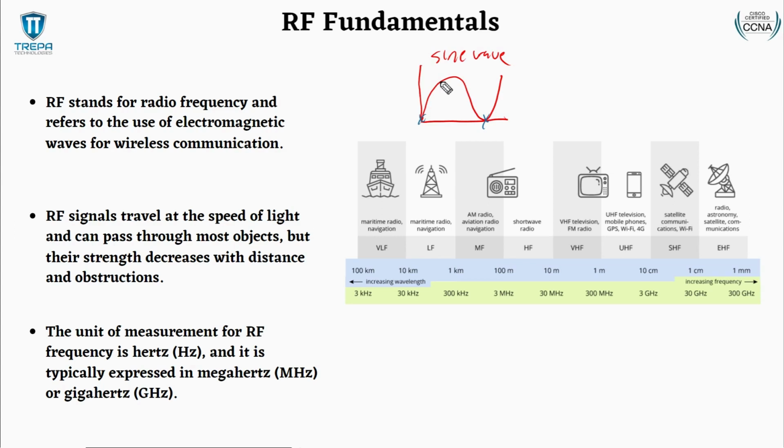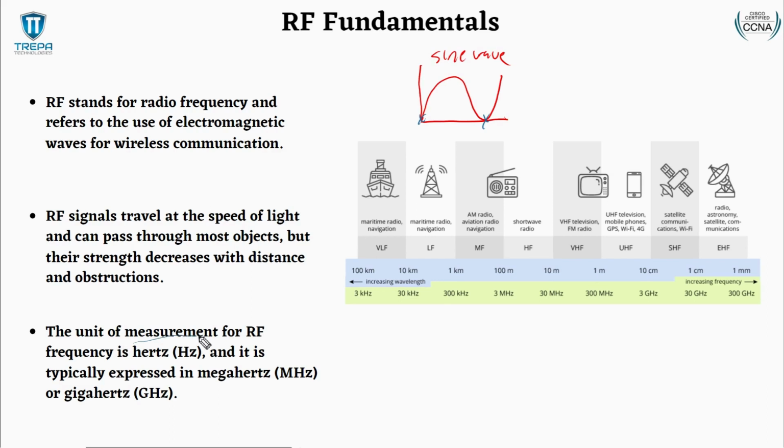Then the RF signal travels at the speed of light and can pass through most objects depending on the frequency. And this rule changes when you're talking about the changing of frequencies. And we're going to get into this as well. Pretty much the width of a wave, right? That's what a frequency is, and we're going to jump into it.